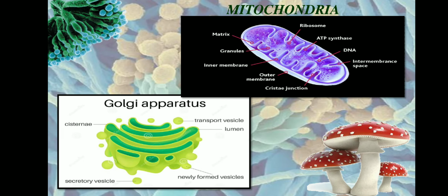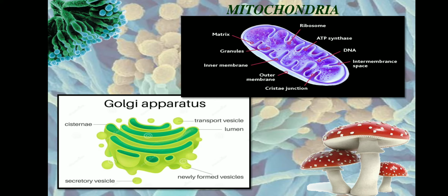The next cell membrane bound organelle is called mitochondria. Mitochondria is enveloped by a double membrane. The inner membrane is folded to form cristae. You can see these invaginations. The inner membrane of the mitochondria has invaginations. We call these invaginations cristae.